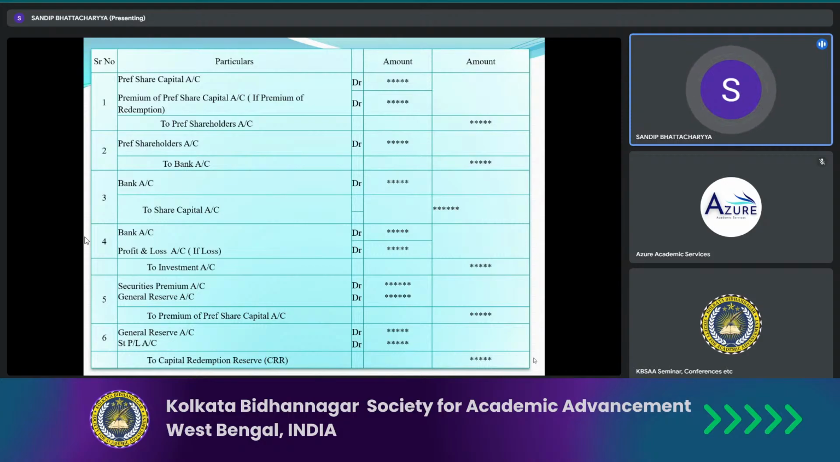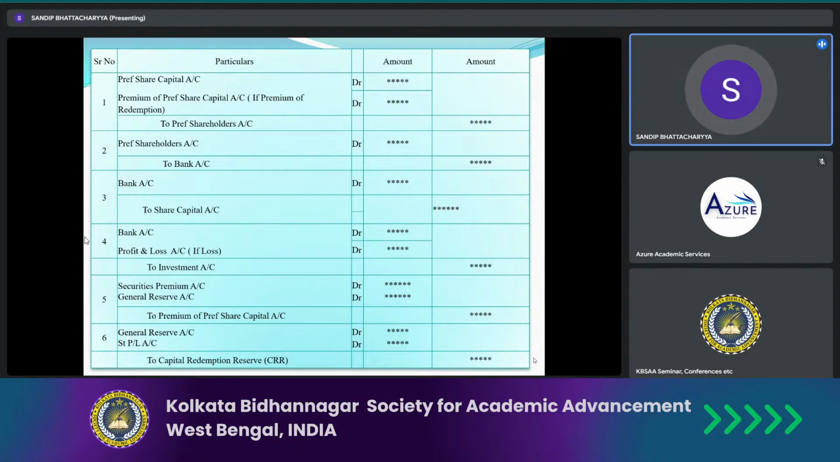So you must fetch securities premium, and you must fetch the amount from the general reserve, to premium on pref share capital. That means your premium value must be met from these two categories of reserve fund. And you must appreciate that the securities premium is debited, general reserve is debited. Both the reserves are debited. That means the amount is fetched from this category of reserve and transferred to premium on pref share capital.